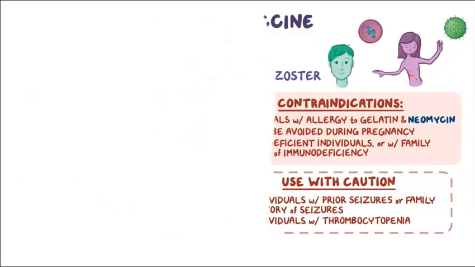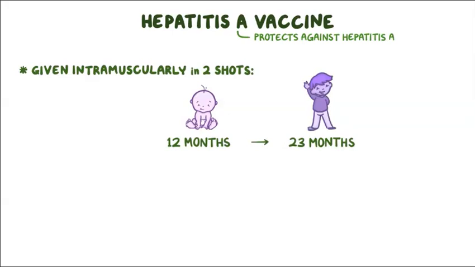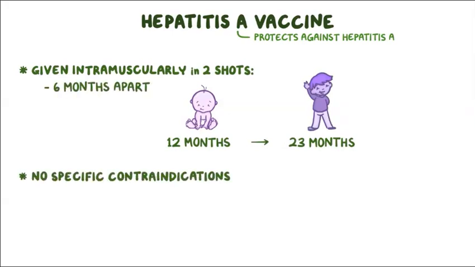Next, there's the hepatitis A vaccine that protects against hepatitis A, which is normally spread by the fecal-oral route. It's given intramuscularly in 2 shots, and both are given between 12 and 23 months of age, 6 months apart. And there are no specific contraindications.